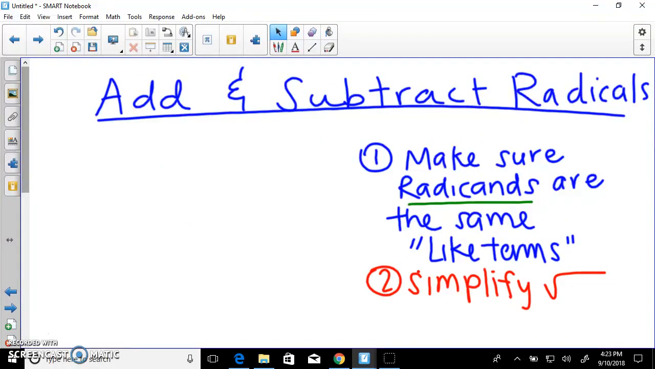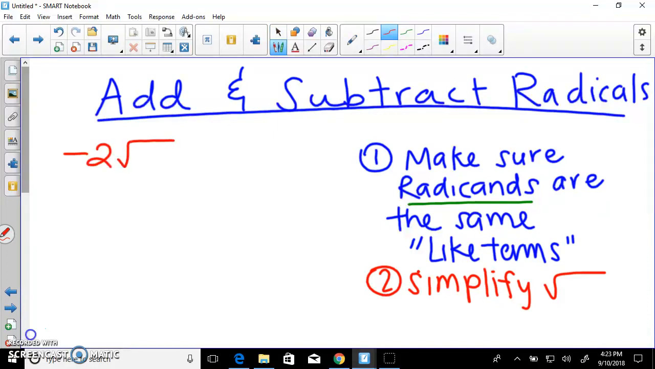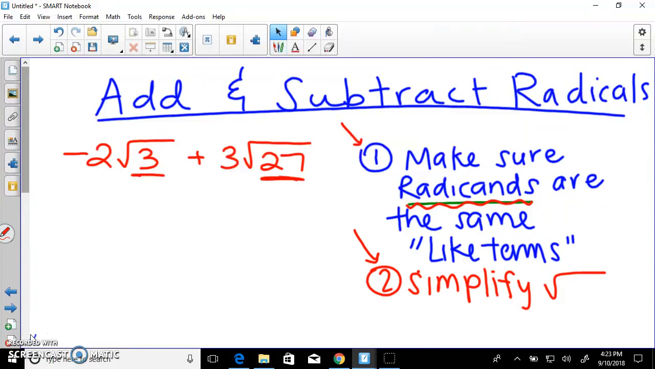All right, let's try another example now. So let's start with something like this. I have negative 2 root 3 plus 3 root 27. And we're going to start with number 1. Make sure the radicands are the same. So let's identify the radicands. The radicands are 3 and 27. Those are definitely not the same. So we're going to have to move on to the next step, which is simplify each square root.